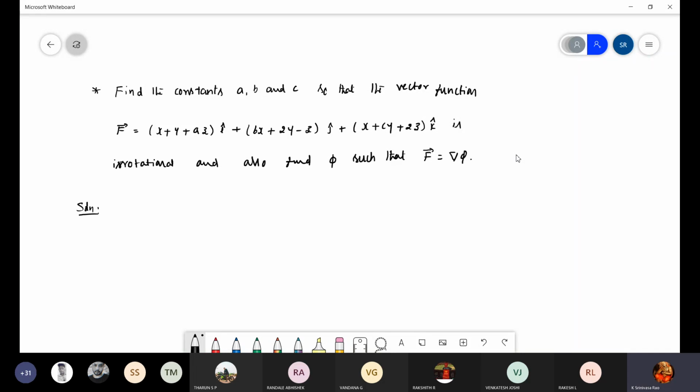So I hope you know the procedure to solve this problem. To show that it is irrotational, they will give the vector, and you should take the 3 cross 3 determinant of this cross product and solve. In another way, to find the constants a, b, c, since the given vector is irrotational, you should take the right-hand side equal to 0. Then only you can calculate the constants a, b, c. Okay.